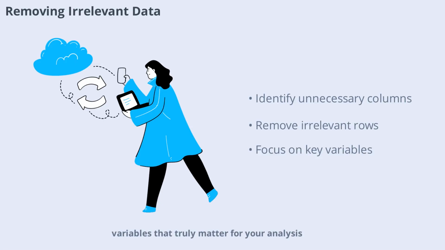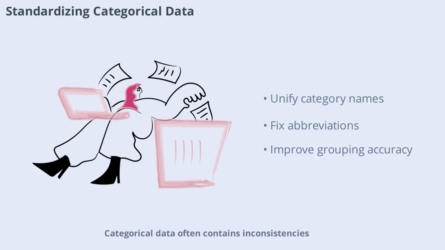Categorical data often contains inconsistencies, such as different spellings or abbreviations for the same category. Standardizing these values is essential for accurate grouping and analysis. Use data cleaning tools to unify categories, ensuring that each unique value is represented consistently. This step is especially important when merging datasets from multiple sources, as it prevents misclassification and improves the quality of your results.